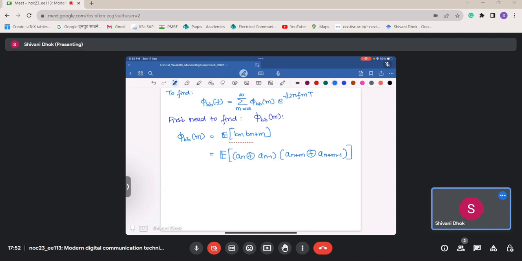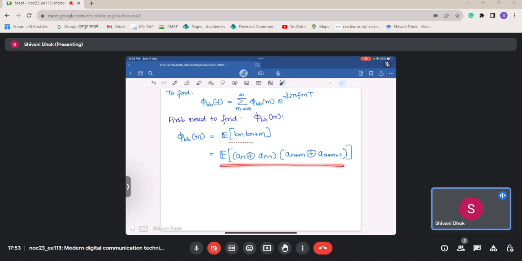But what we know is these An's are IID. However, this Bn depends on the previous one also. Therefore, this is not IID. These are not at all uncorrelated, and therefore we can't separate these out into the m equal to 0 case and m not equal to 0 cases. So this is not that straightforward.